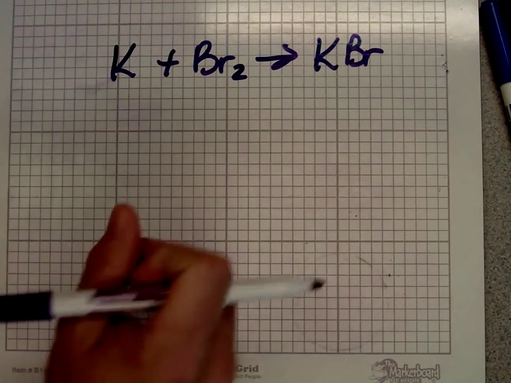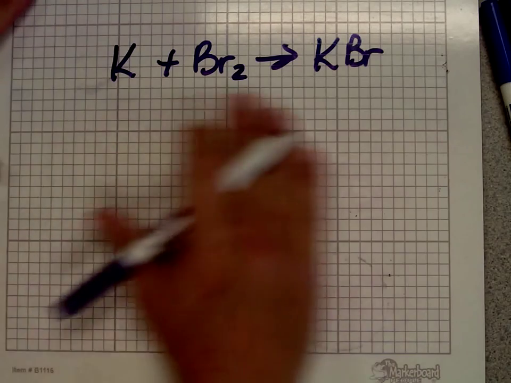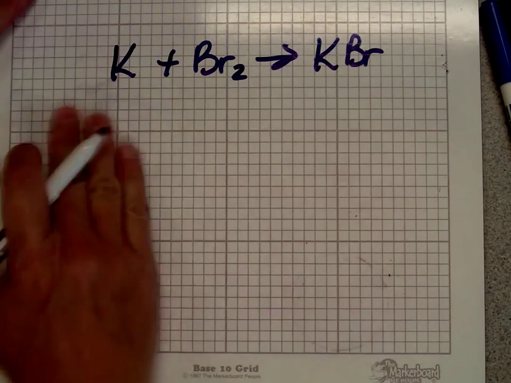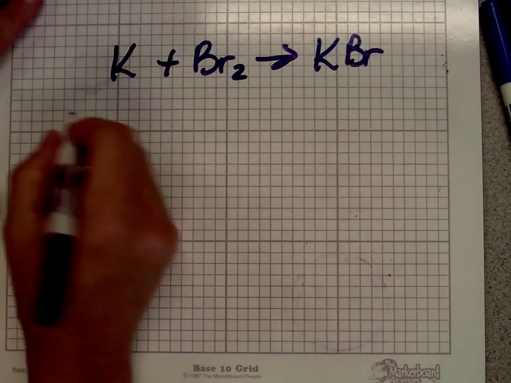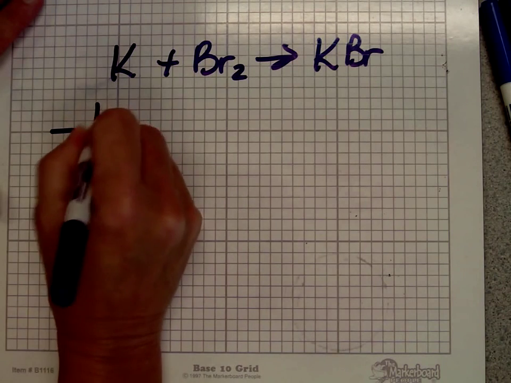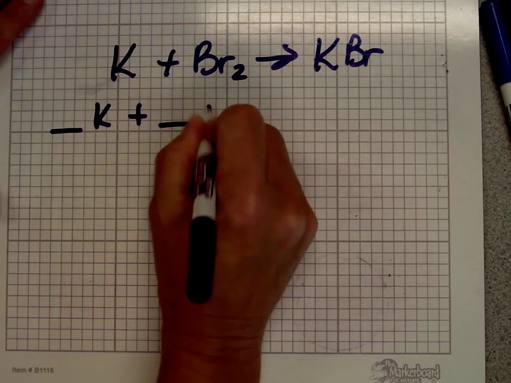Today's video is on balancing chemical equations. When you see a chemical equation that you need to balance, usually it's written like that. First step in balancing it is to actually give yourself a little bit of room to write.